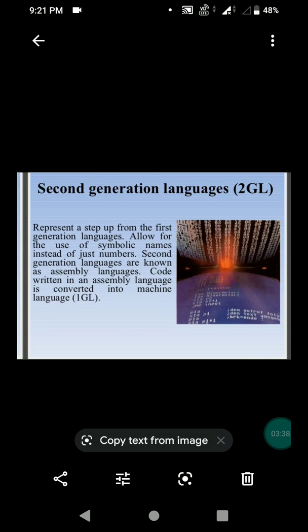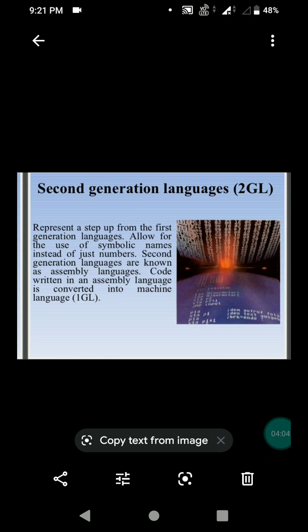Then come the second generation languages. The computer was a bit modified and we started using transistors. This represents a step up from the first generation languages, allowing the user symbolic names instead of just numbers. Second generation languages are also known as assembly languages. Code written in assembly language is converted into machine language.